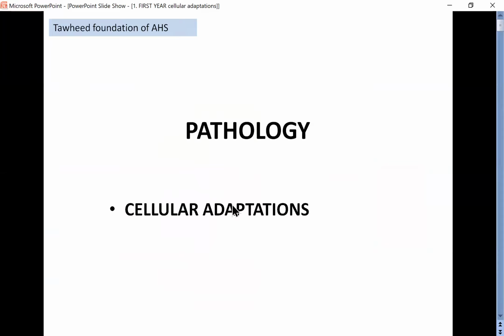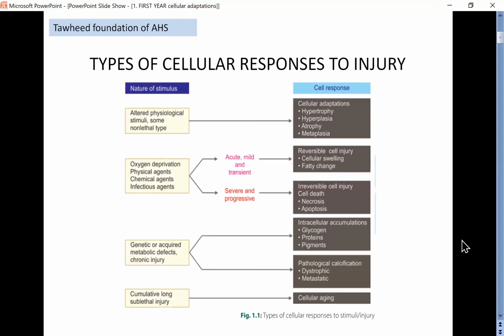So today's class is on pathology. The first topic is cellular adaptation. Cellular adaptation means how a cell will respond to a stimulus or any kind of injury it is getting. So we'll see what are the kinds of cellular adaptation and how we proceed into cell injury.